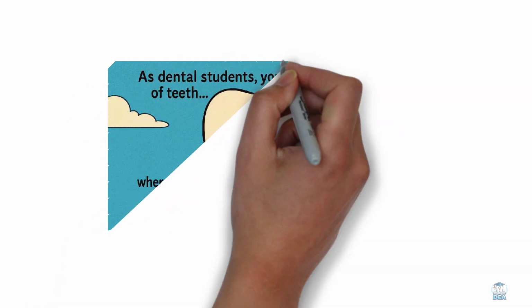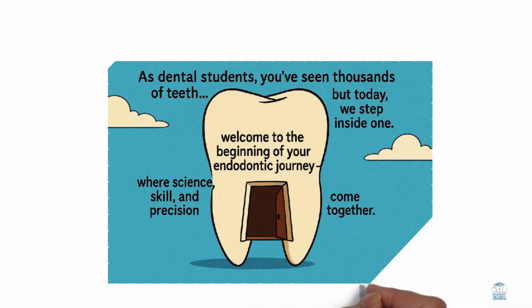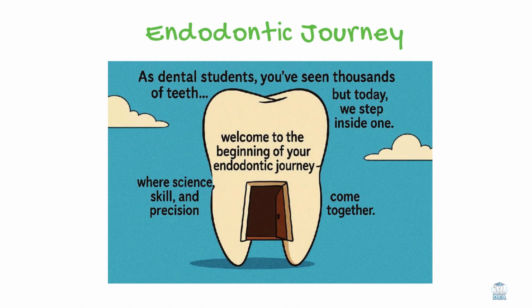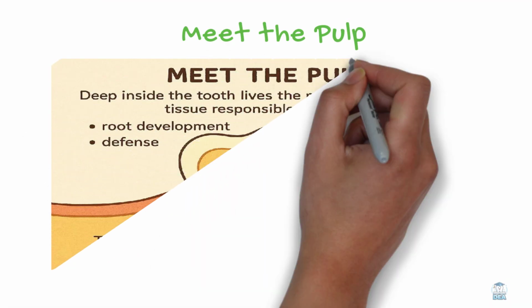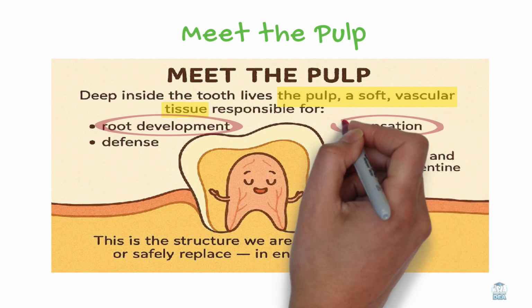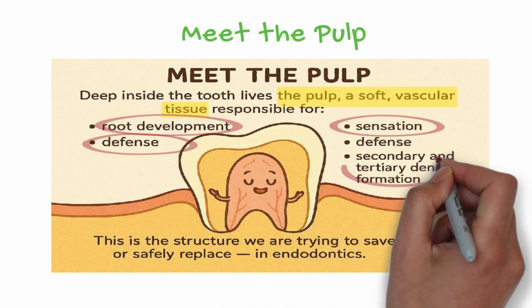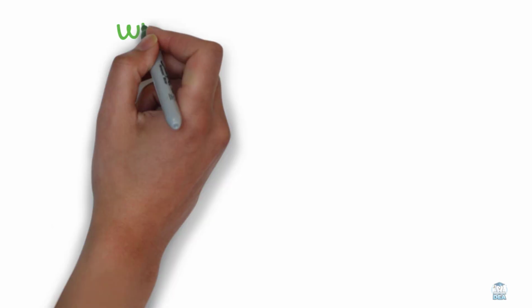As dental students, you've seen thousands of teeth, but today we step inside one. Welcome to the beginning of your endodontic journey, where science, skill, and precision come together. Deep inside the tooth lives the pulp, a soft, vascular tissue responsible for root development, sensation, defense, and secondary and tertiary dentin formation. This is the structure we are trying to save or safely replace in endodontics.